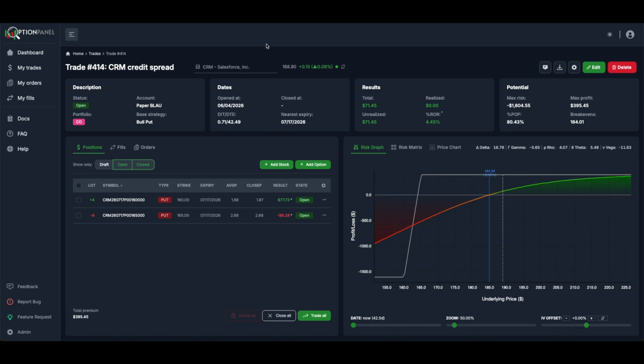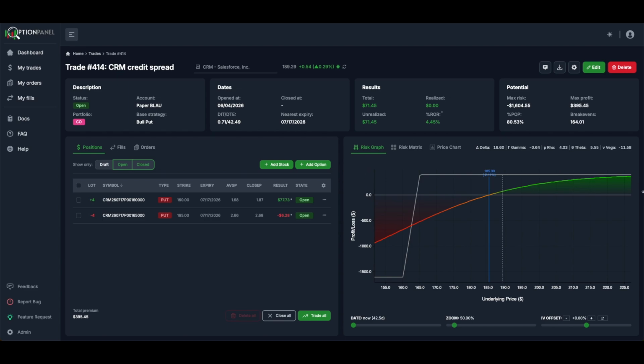One of the most powerful tools available when analyzing an options trade is the risk graph. A risk graph is a visual representation of the profit and loss of your trade, plotted against the price of the underlying asset along the horizontal axis and the dollar amount of profit or loss along the vertical axis. It gives you an immediate picture of how your trade performs across a wide range of market scenarios.